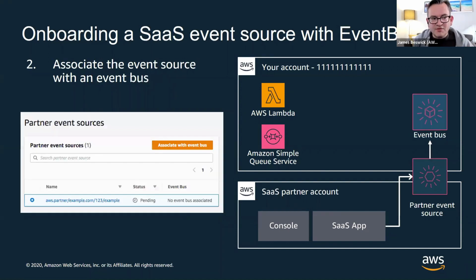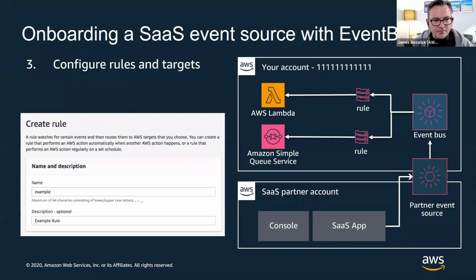So you associate that event source with an event bus. So you'll see in this example, it's called a partner example, but you would actually get the name of the provider, Zendesk, Auth0, whomever that might be. So once that happens, then you start configuring rules on that event bus. They just look like the things we saw earlier. It's JSON. You're simply building matching sets of attributes and parameters to see what you want to match on. And then you set your targets. So this shows Lambda, SQS, but there's 17 other types of target as well.